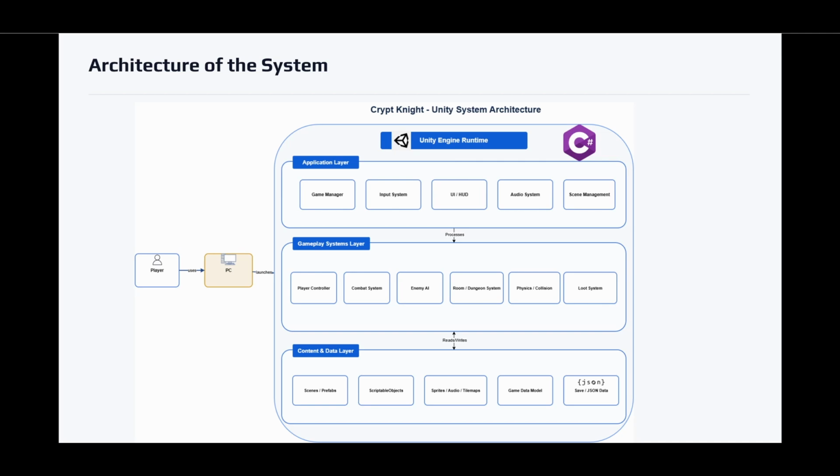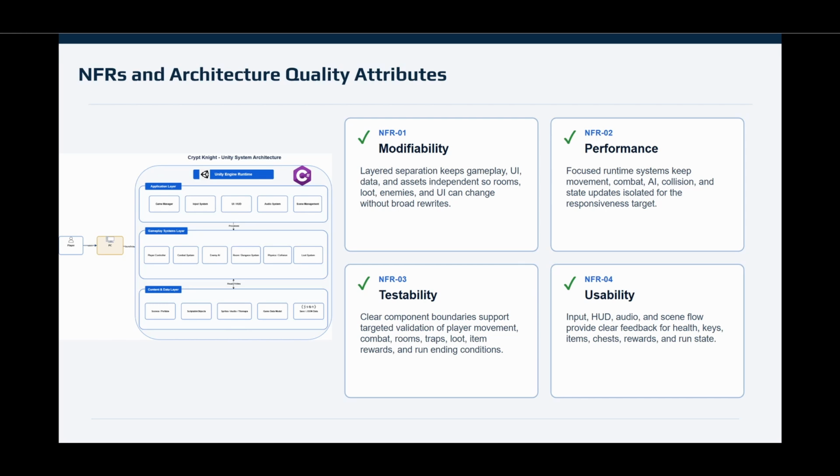So, while the architecture is not incredibly complex at this level, the structure supports the main needs of the game in a way that can continue to scale as the project grows. For this project, the main quality attributes are modifiability, performance, testability, and usability.